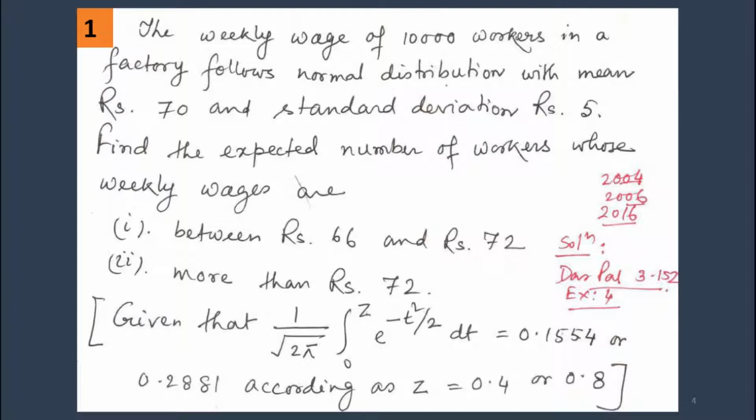Given that 1 by root 2 pi integration 0 to z e power minus t square by 2 dt equals to 0.1554 or 0.2881 according as z equals to 0.4 or 0.8. This question has appeared in the MAKAUT semester exam in the year 2004, 2006, 2016.